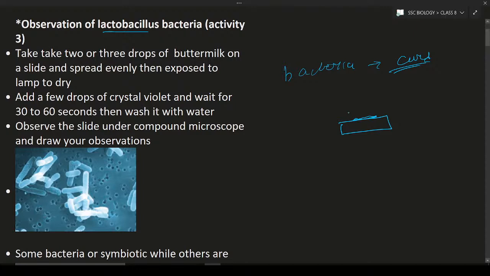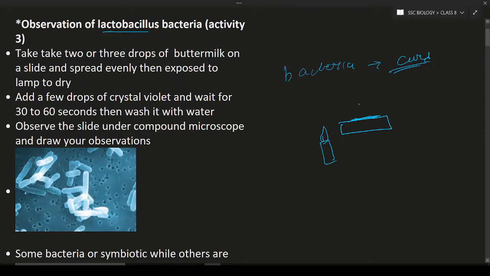After spreading, we have to let it dry. Expose it to the lamp. Let us consider this is a lamp. Bring it near the lamp so that due to the heat the water will evaporate and it will get fixed. It means the layer of microorganisms is going to get fixed to the slide. This is the fixation process.